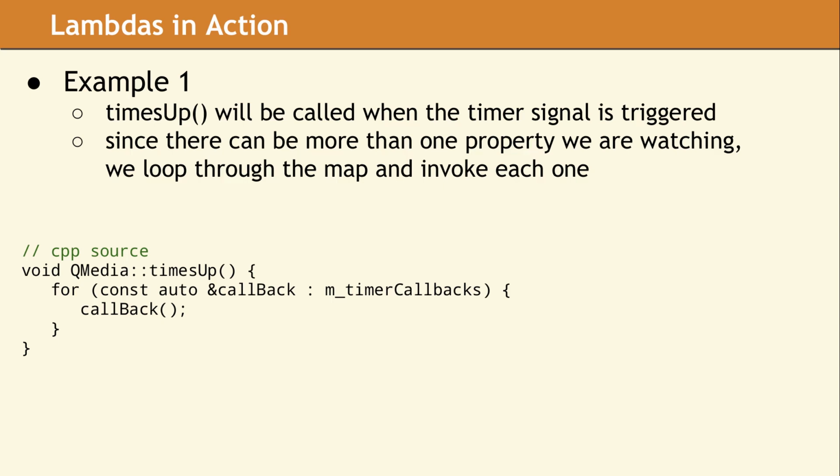The TimeUp method is automatically called when the timer interval is reached, which occurs once per second. This method simply loops through the entire map and invokes every callback, which could be for several different media properties. Notice that this method does not contain any information about the property name or what to do when a property value changes. We have successfully hidden the implementation in the Lambda expression, which was created long before it was invoked.